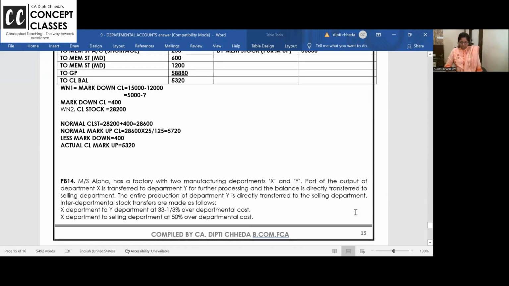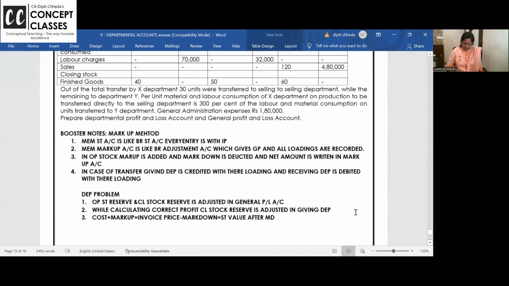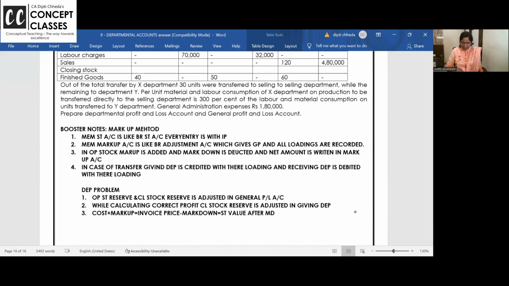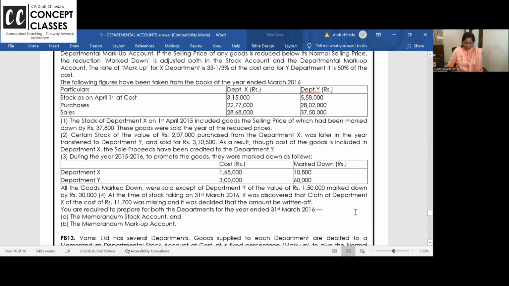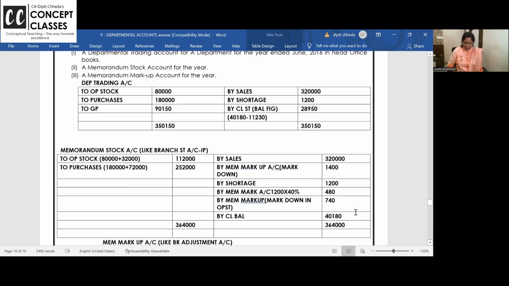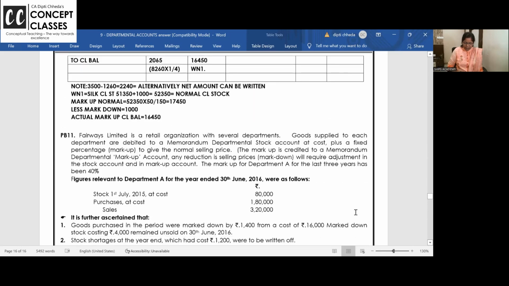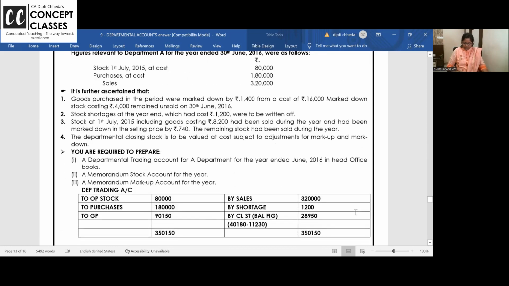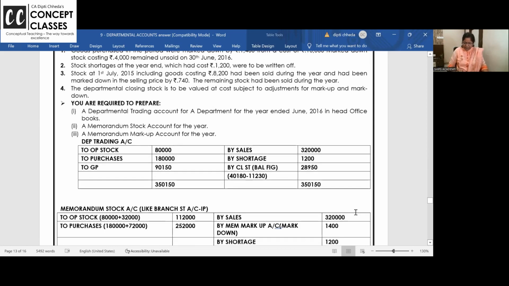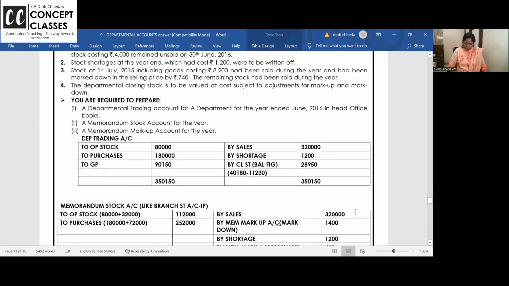अच्छा, what all accounts you have to prepare? इसमें memorandum markup method के लिए I've given some booster notes also. वो मैं आपसे जरूर शेयर करूंगी. आप क्या क्या अकाउंट बनाओगे dear students? जब आपको ये एग्जाम में पूछते हैं memorandum fairways is there in the study material. We'll do this. You have to prepare departmental trading account, common.